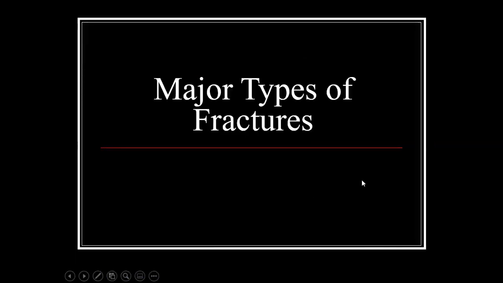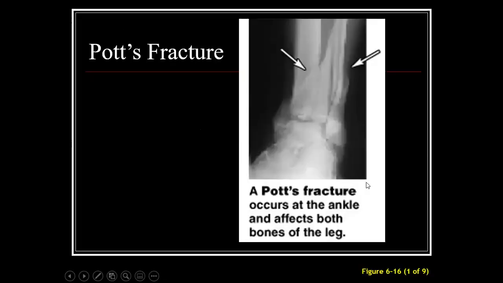How do we fracture? Oh, there's so many ways. We're very inventive in our fractures. You got your Pott's fracture, occurs in the ankle and affects both bones of the legs. Here's the fracture here in the tibia, and here's the fracture here in the fibula. I will admit this is not a great x-ray to show you these fractures, but you can see the breaks in the bone there.